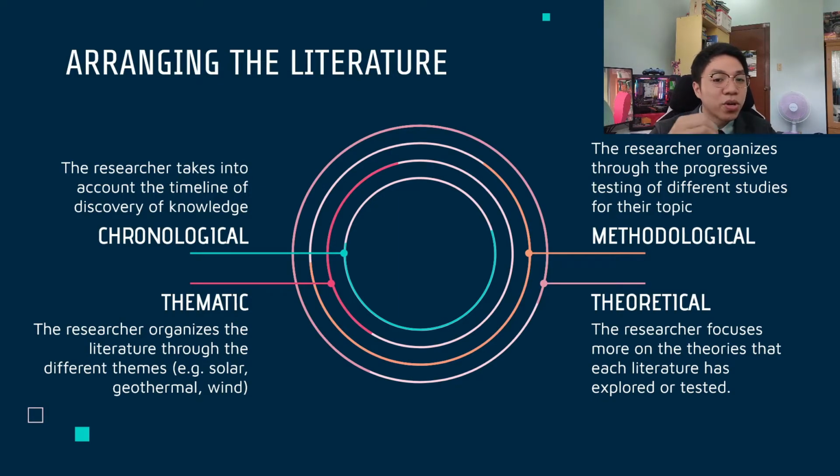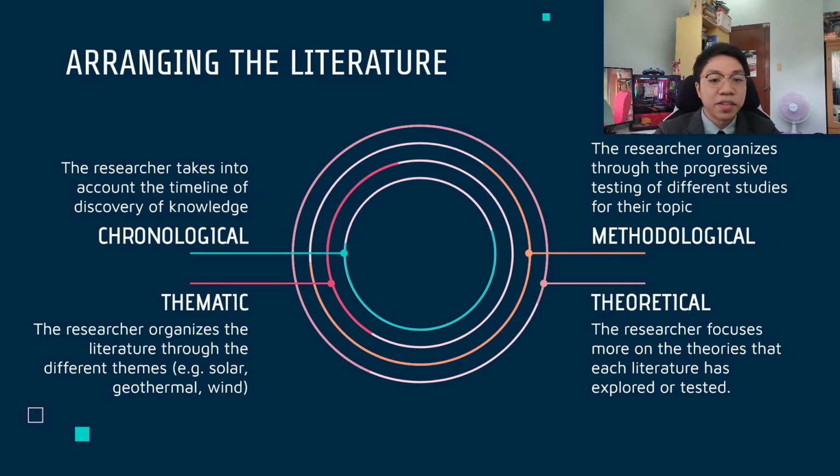By being chronological, it doesn't necessarily mean you arrange the literature by the time you found it. Instead, the researcher would put the discovery of knowledge in chronological order. So they would start off with the first study that has established this knowledge. Then it would connect onto another study that further elaborates on the gaps of knowledge found in the first study.